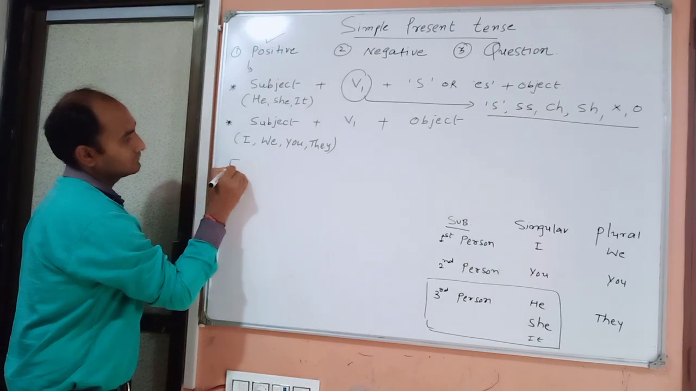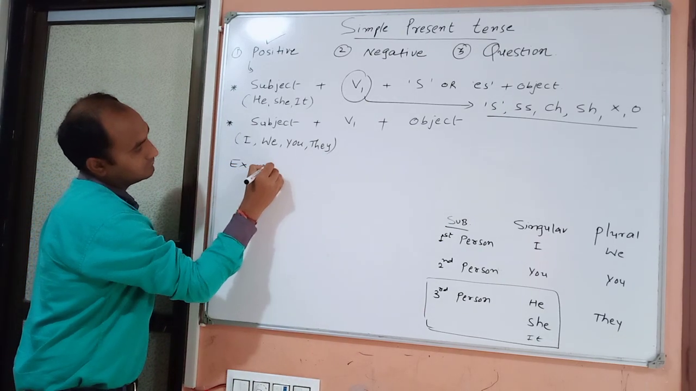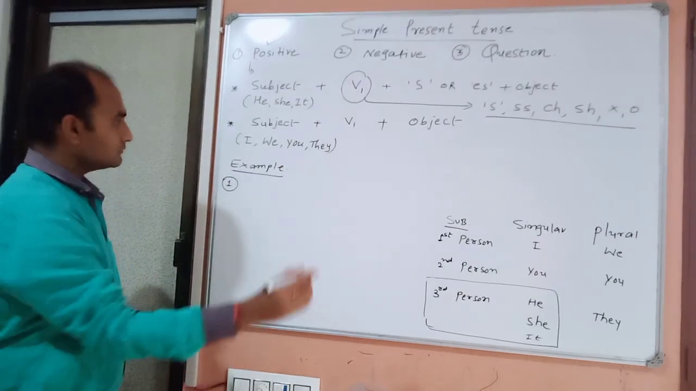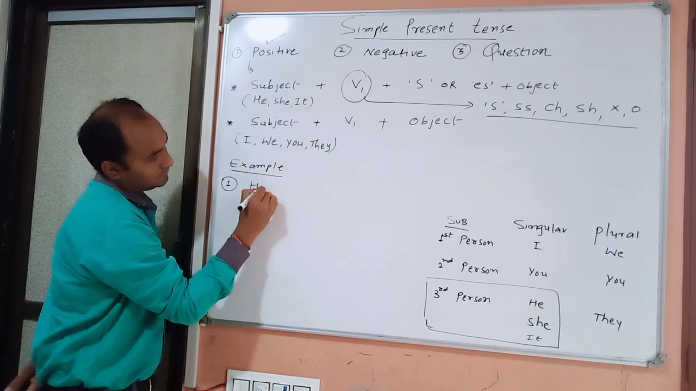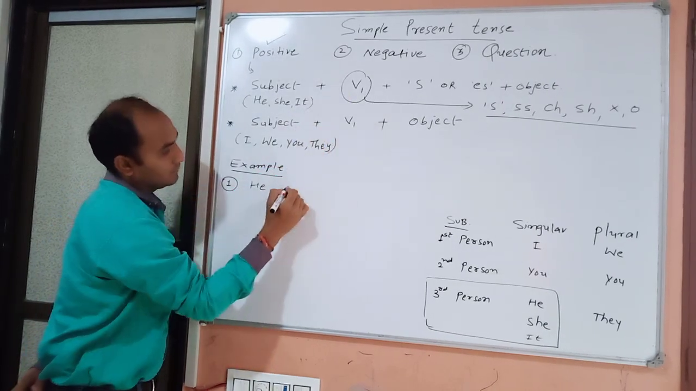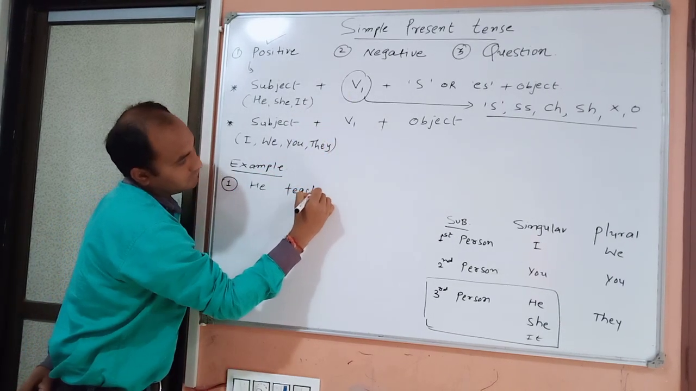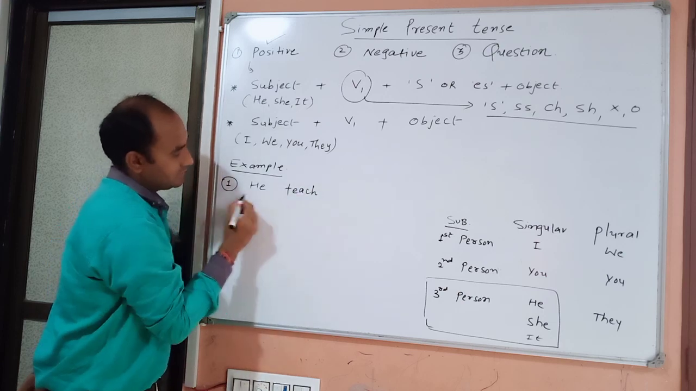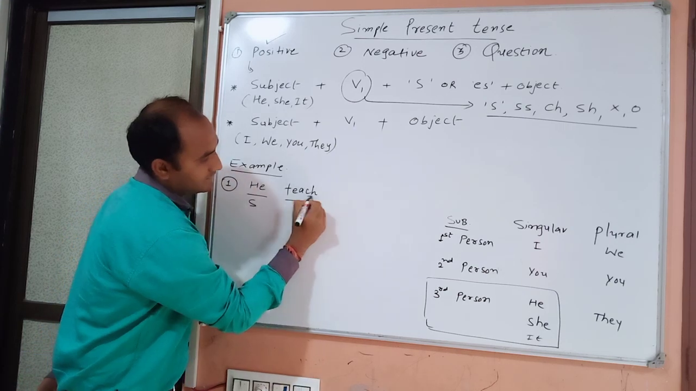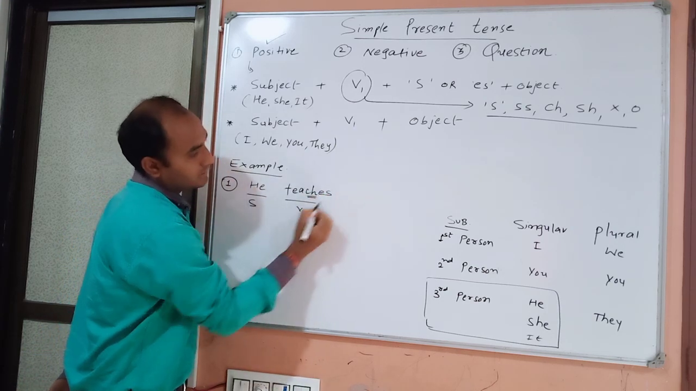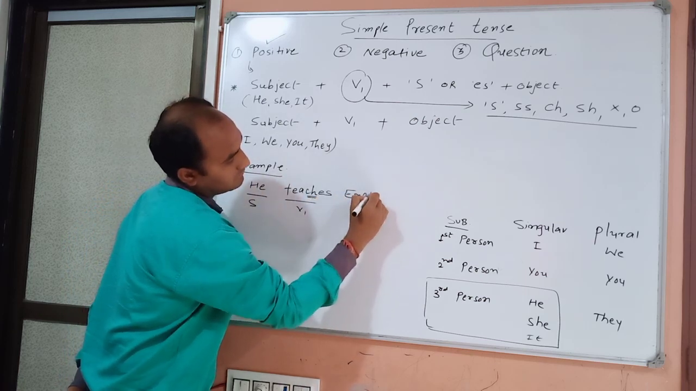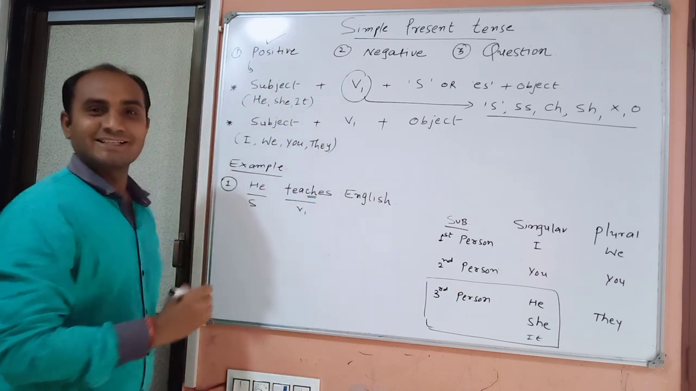Example 1. He, it is a subject, he, then verb. Teach, also V1, subject V1 and CH given, that's why we will put here teaches. He teaches English. Okay.